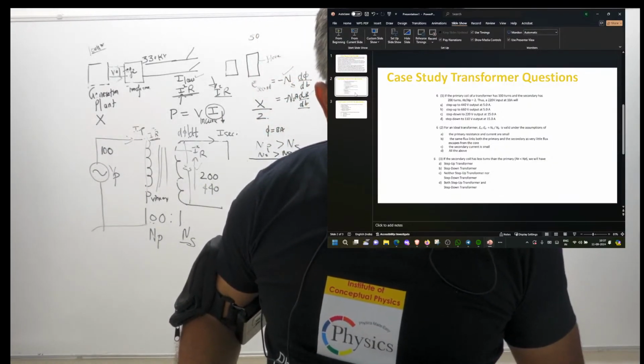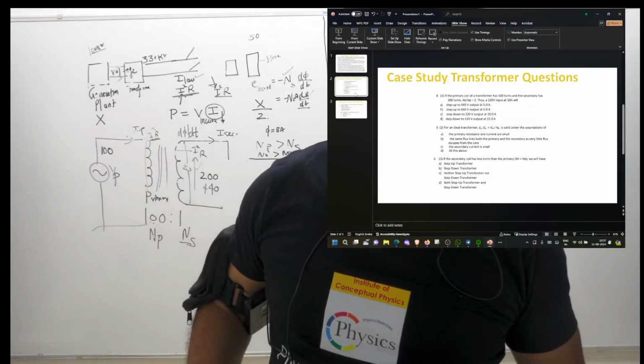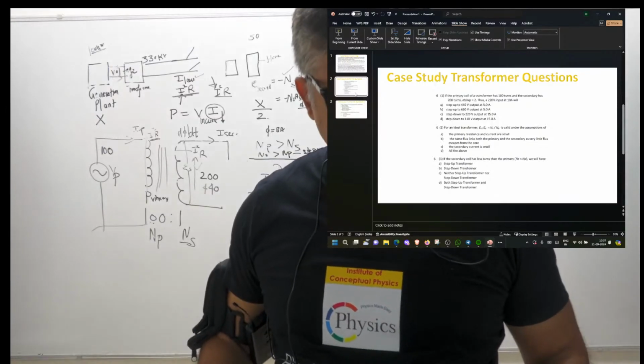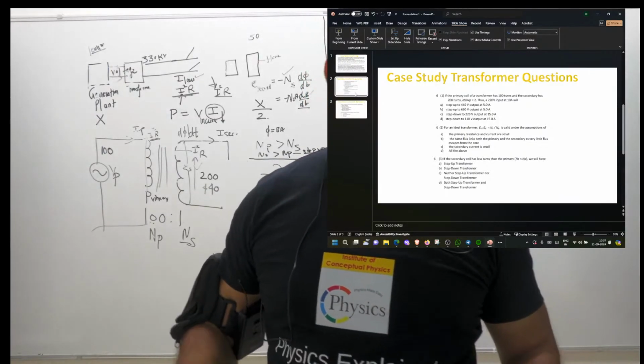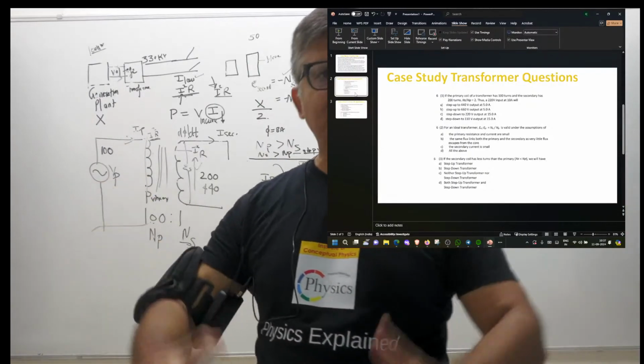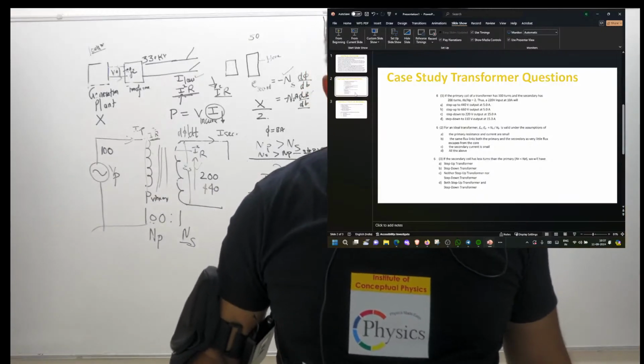Okay, let's talk about the second one. The same flux links both the primary and secondary. I think we discussed that very little flux escapes from the core. Yes, this is an assumption, right? He's talking about an ideal transformer. Yes, in an ideal transformer, there is actually no loss or leakage.